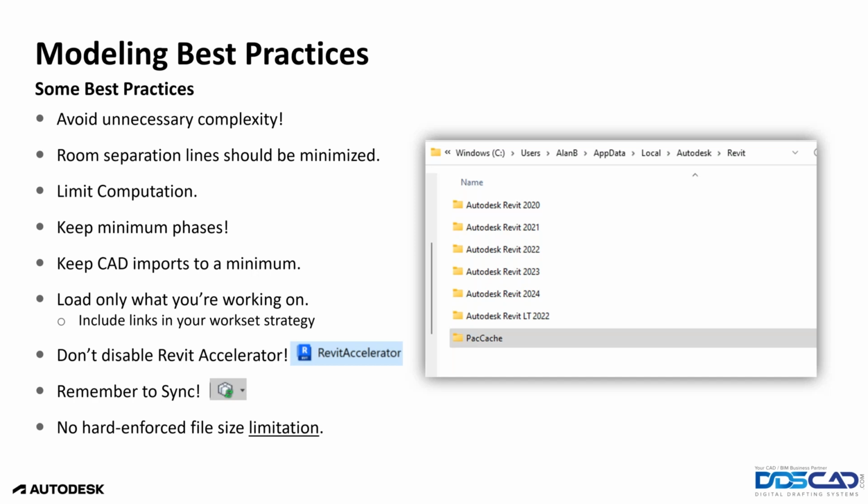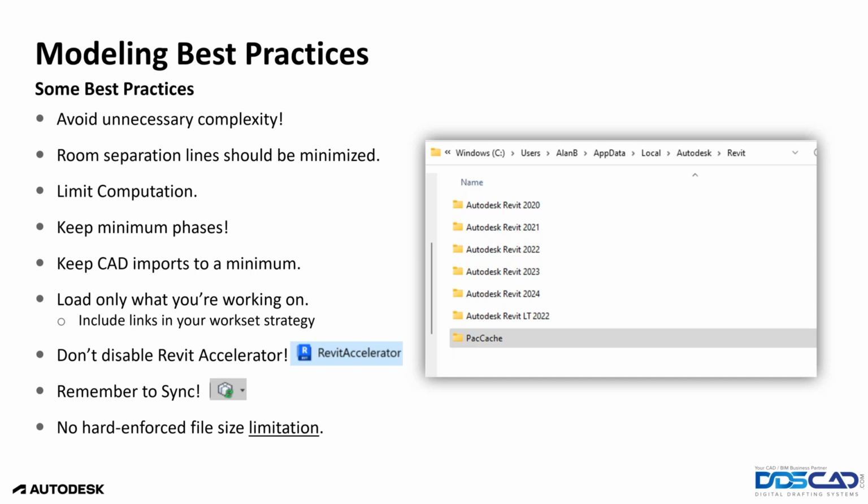Simple is better typically. Next thing, load only what you're working on. Again, this is the workset strategy that we talked about. If you separate by worksets, only load the worksets that you need. Don't view or load the ones that you don't need. That'll help as well because it's going to keep what your computer's actually doing a little bit lighter.